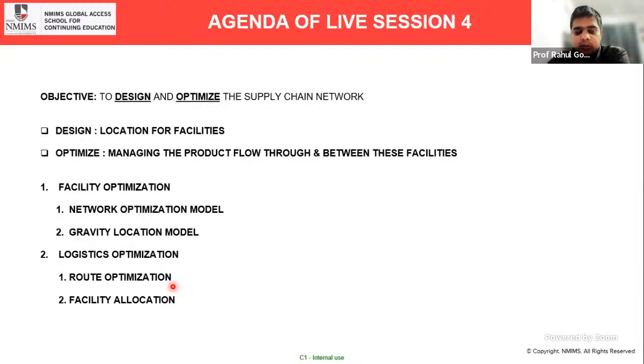And the other topic that we are going to talk about is facility allocation, which is largely about deciding which facility should be servicing a customer or consumer order.